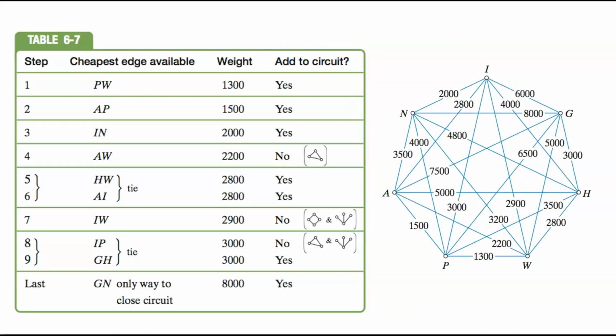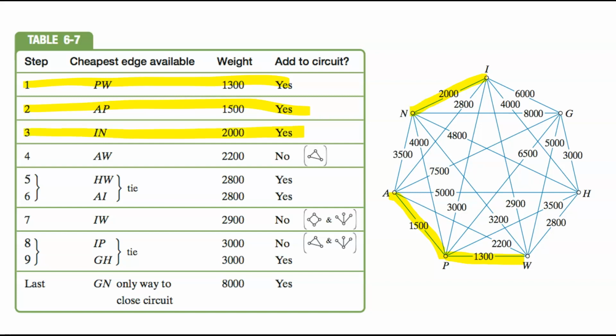So for cheapest link, we're basically looking for the smallest numbers first. The smallest number that we see on here is 1300, and that's PW. The next smallest number is 1500, and that doesn't violate any rules. Now we need to be careful. P already has 2 lines coming out of it. We cannot add a 3rd. So this one we did, this one we did. IN would be the next one, that's 2000, and that doesn't break any rules.